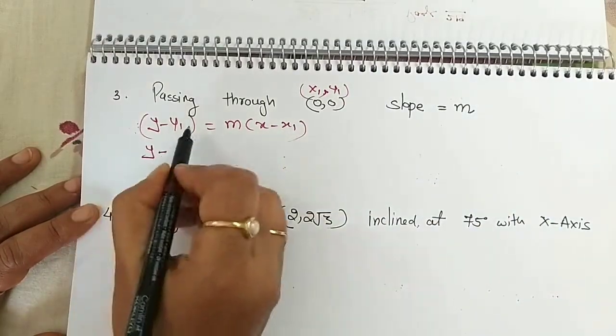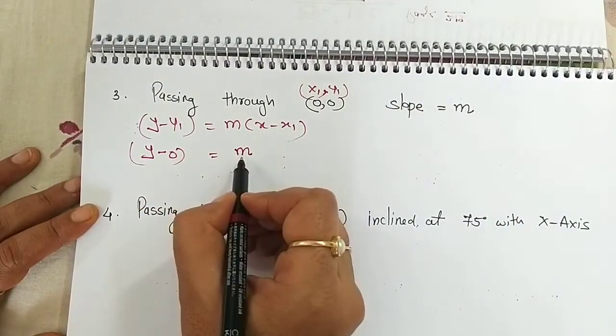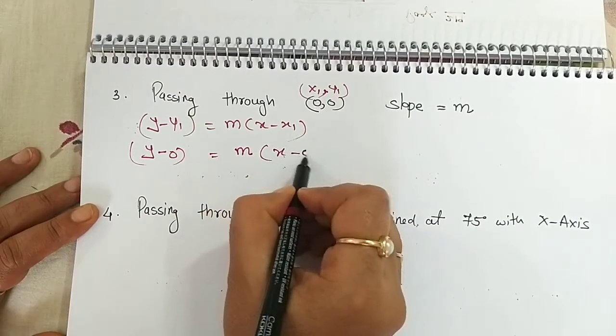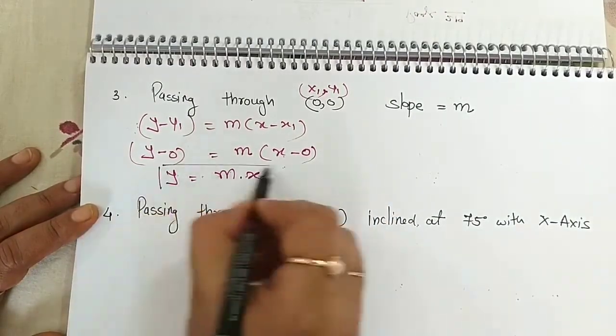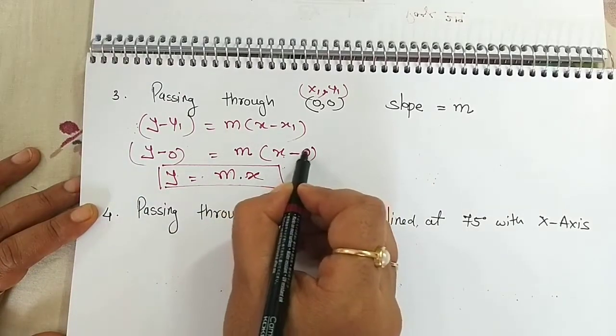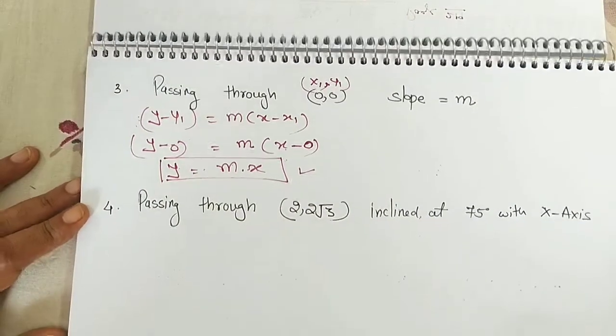So y minus y1, which is y minus 0, is equal to m, the slope m is m only, into x minus 0. So I can write y is equal to m into x. Why? Because this is 0, which I can leave. Here 0 I can leave. So this is my answer.